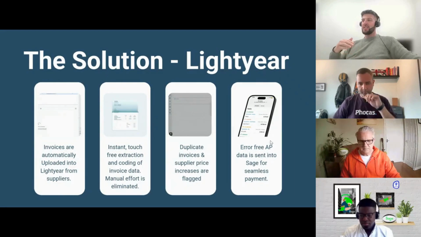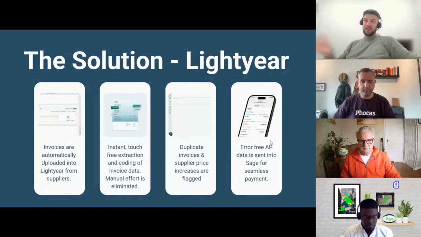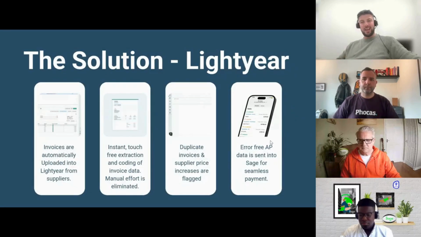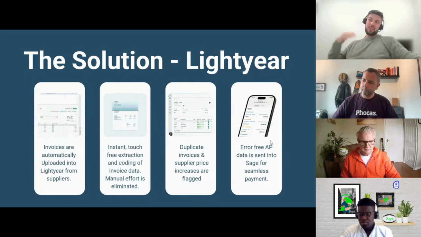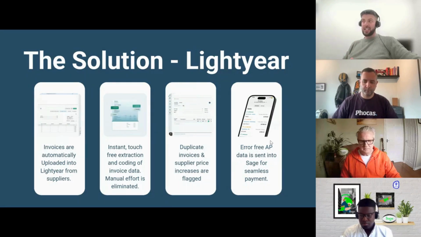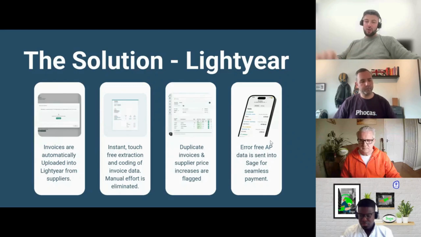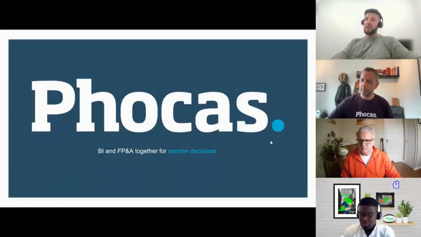So rather than spend time keying data, spend time being more strategic, spend time focusing on your supply chain, because that's where people really need to focus at the minute. Focus on your supply chain, building relationships, and using Lightyear to get the strategic data. Avoid double payments, avoid manually checking prices, avoid the errors around data accuracy. So that's all sort of available within the Lightyear platform.